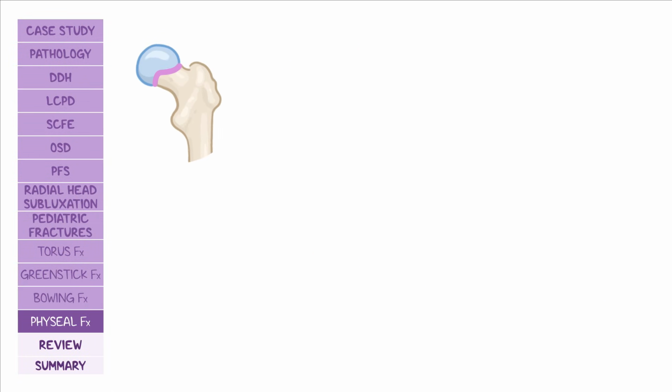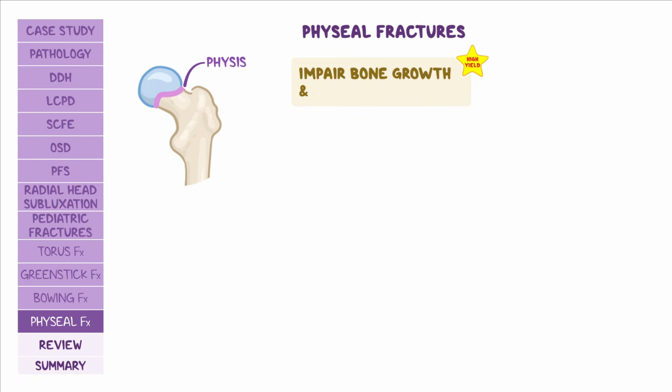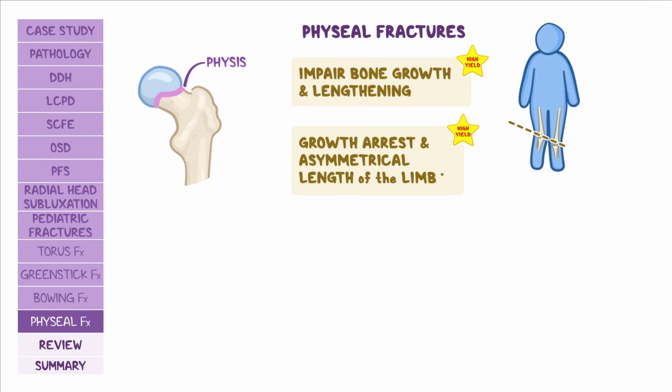Now, fractures can also affect the growth plate, also known as the physis. The main problem is that physeal fractures can impair bone growth and lengthening, sometimes leading to growth arrest and asymmetrical length of the limbs.